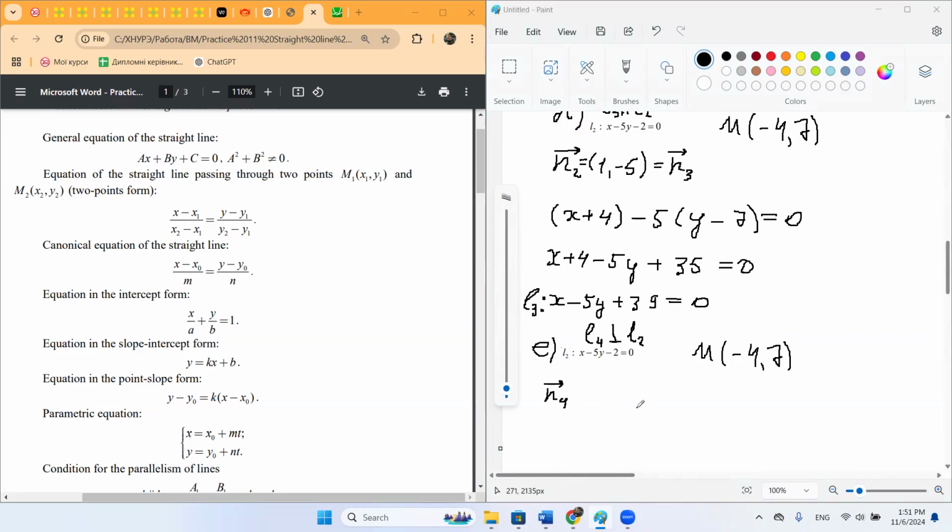We need to use the condition of perpendicularity of two vectors, but I forgot it. Well, basically, now we don't need to use it, but we need to find the normal vector of L4. So no, we don't have to use the condition of perpendicularity, but we need to rewrite the equation of L2 to another form. Which form?